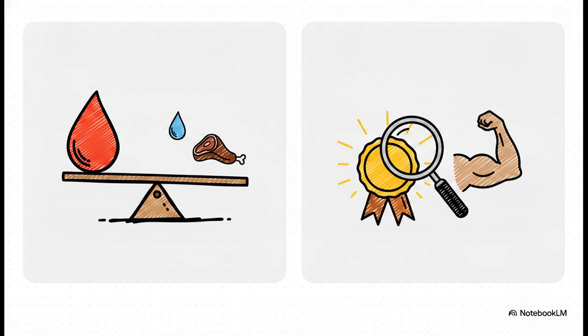On the flip side, we have serum creatinine. Now, creatinine is a waste product of skeletal muscle breakdown, and unlike BUN, it doesn't care about your diet or your hydration status. Because of that, serum creatinine is the undisputed gold standard. It is the absolute best measurement of actual kidney function.